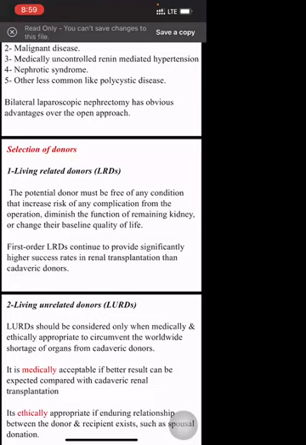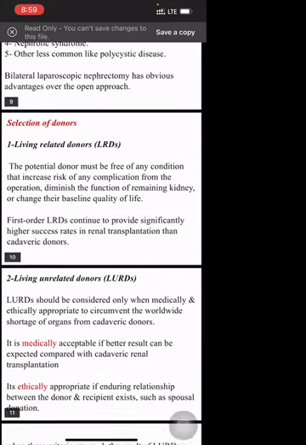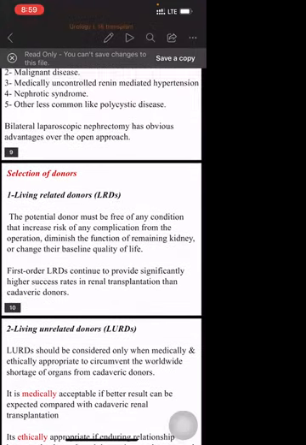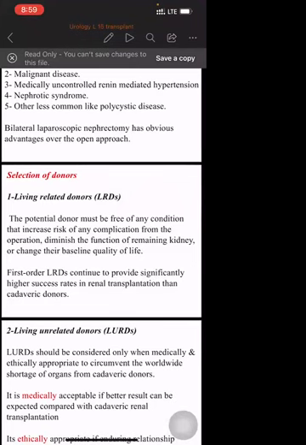We have different types of donor selection: living donor, related, unrelated, and also cadaver donor. So we start with the living related donors.